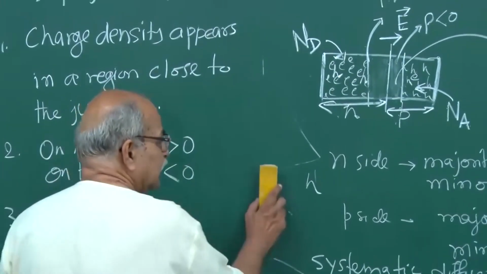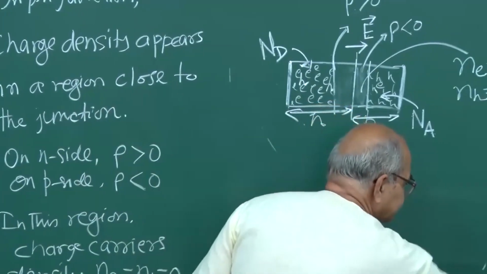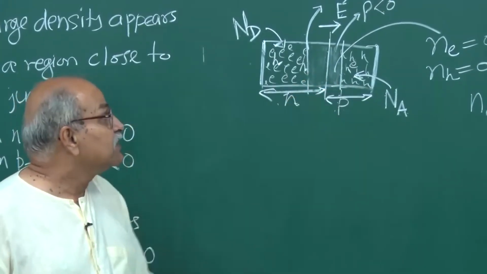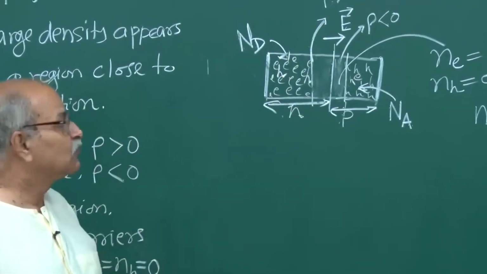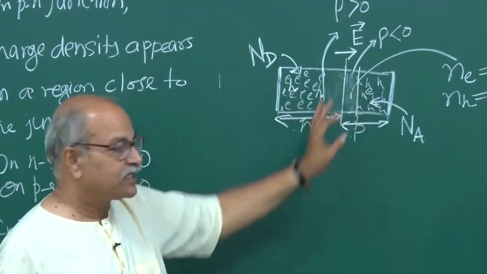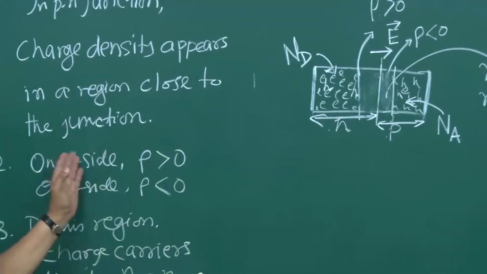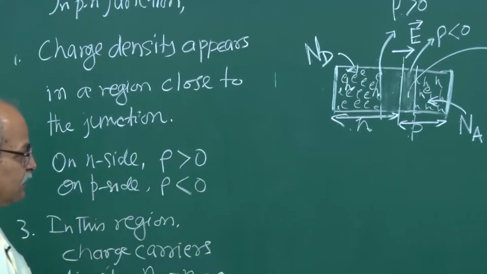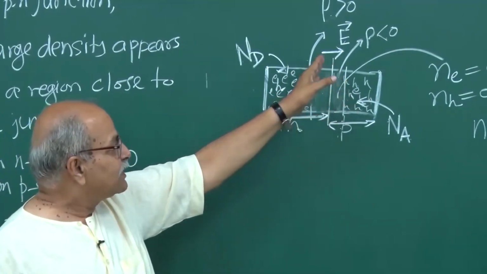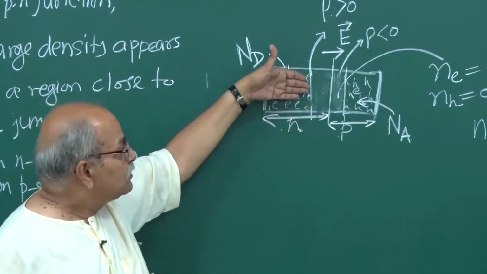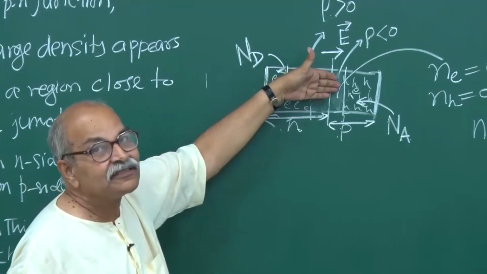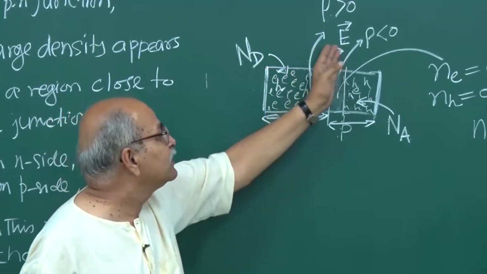Now, in this depletion region, you will have an electric field, because you have charges: positive charges on this side, negative charges on this side. Rho is positive here, rho is negative here. Because of this electric field, the electric potential will decrease as you go from left to right in this picture.